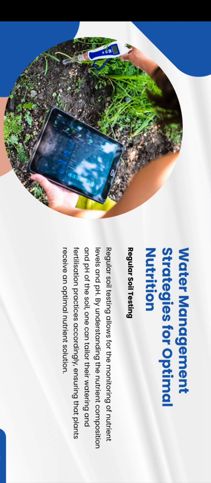Regular soil testing. Regular soil testing allows for the monitoring of nutrient levels and pH. By understanding the nutrient composition and pH of the soil, one can tailor their watering and fertilization practices accordingly, ensuring that plants receive an optimal nutrient solution.